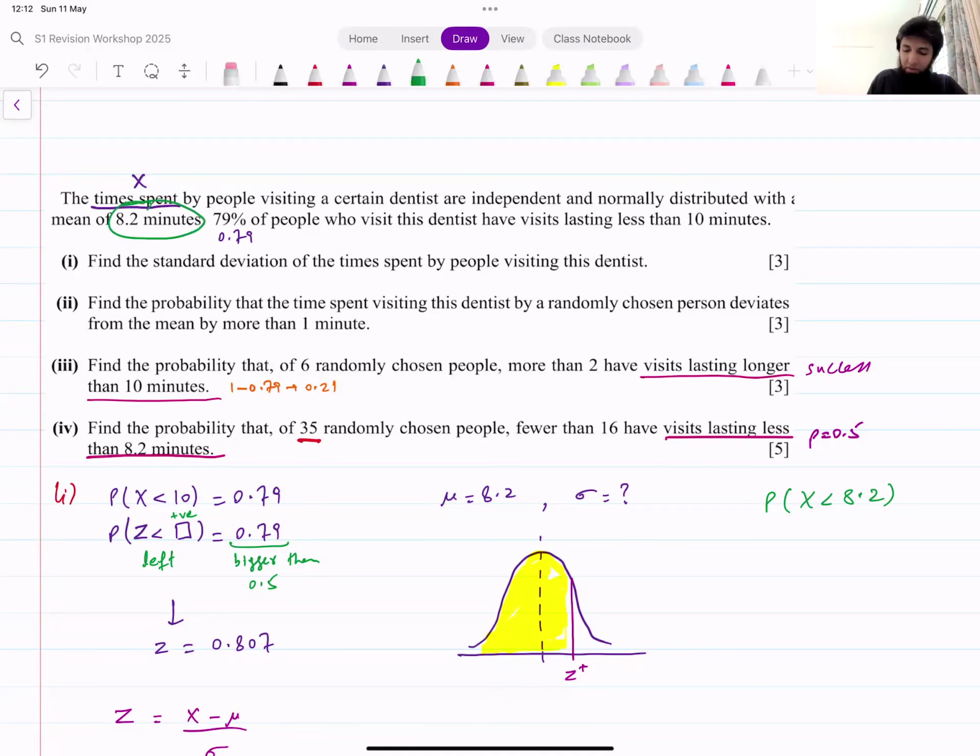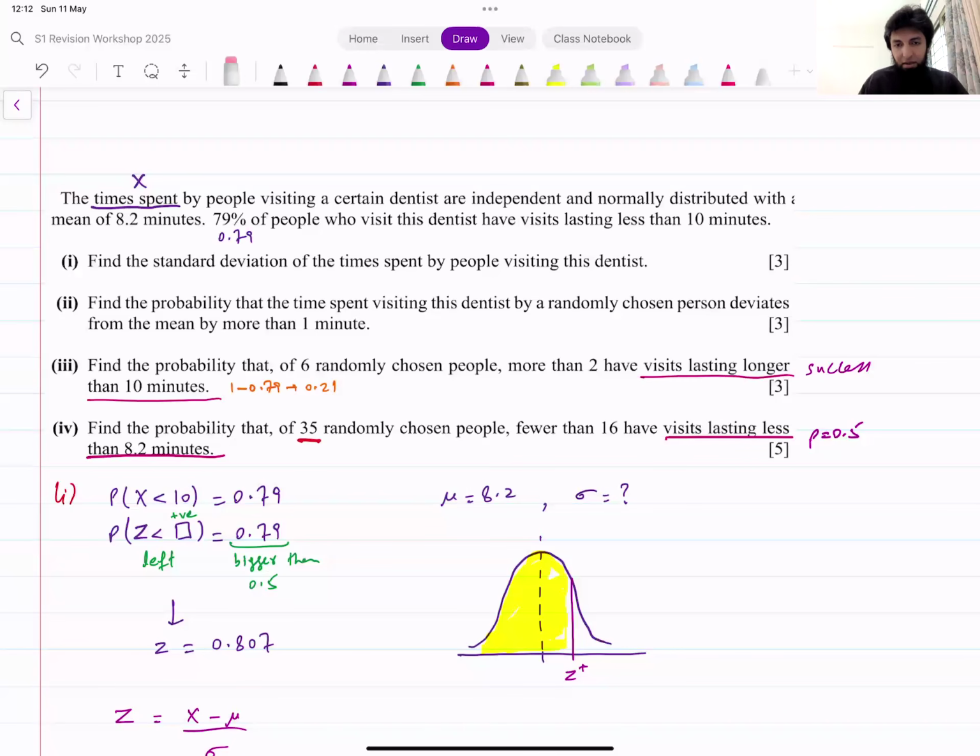8.2 is the mean value. We know the curve is symmetric. So if it's 8.2, then to the left of 8.2, the area is 0.5, right? To the left of the mean is 0.5, to the right of the mean is 0.5. So the probability of success directly comes out to be 0.5 in this case, because we're talking about area on one side of the mean.